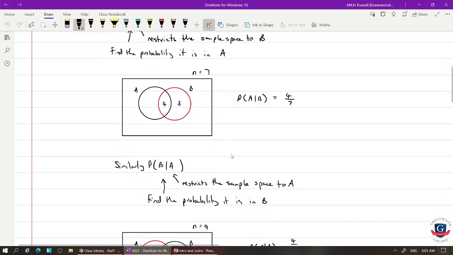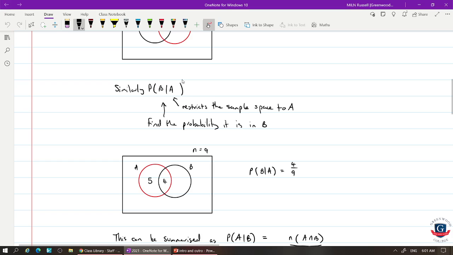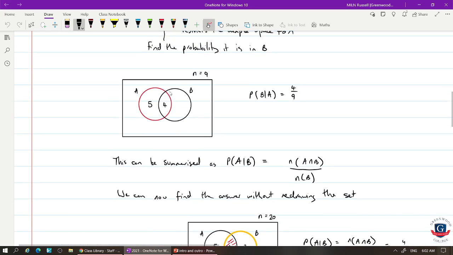Similarly, if we're looking at B given A, which is this expression here, we're going to restrict the sample space to just A, and we're going to find the probability that the B part's in it. Okay, so here we go. Here's just A. And here's the part of A that's B. So it's the B circle. That bit's in B, because we're ignoring these two sections this time. And so that's the 4 out of the whole 9.